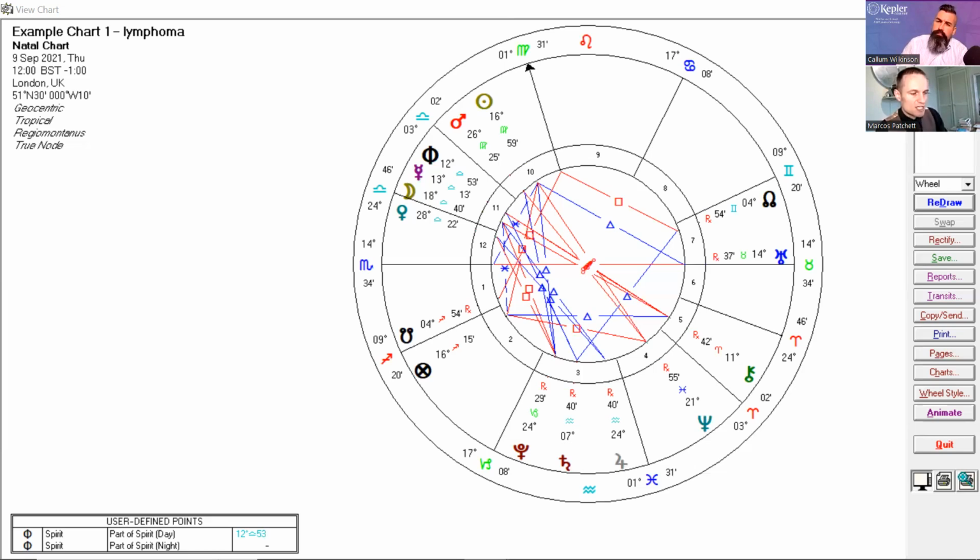In this case, I'd look at, so we've done the general, which is looking at the 6th house and the 1st house and whatever. Just a quick question: what would you do with the orb?